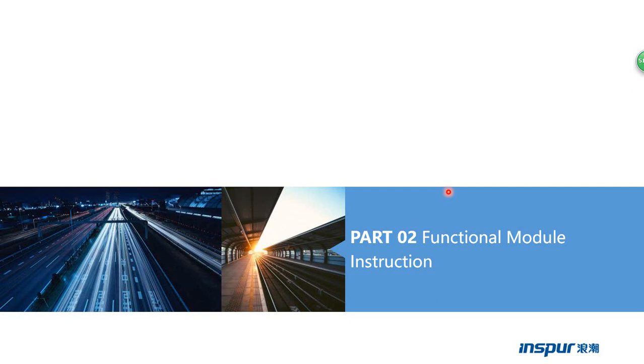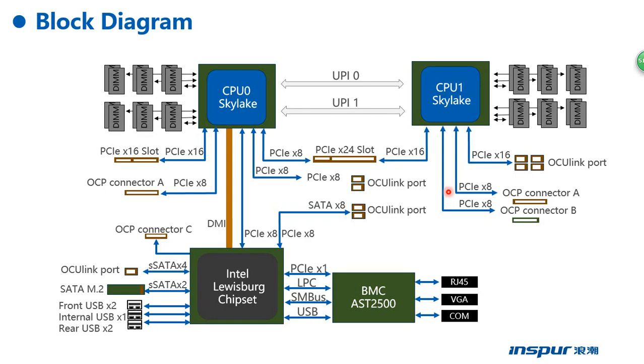Part 2, functional module instruction. This page shows a block diagram. From this page, we can see each CPU can support 12 DIMMs. It divides into six channels. Every channel can support 2 DIMMs. So each CPU can support 12 DIMMs. Because the server can support up to 2 CPUs, the server can support up to 24 DIMMs.